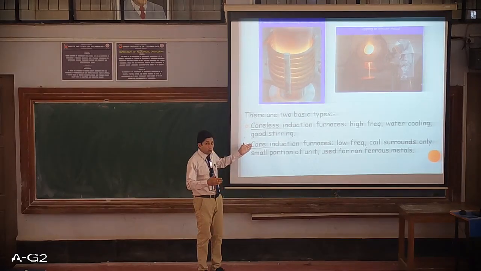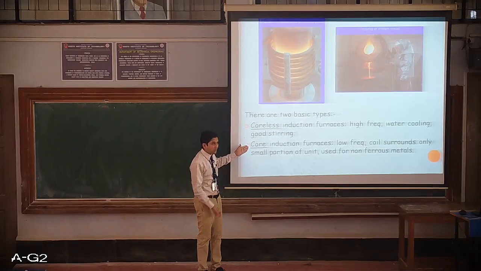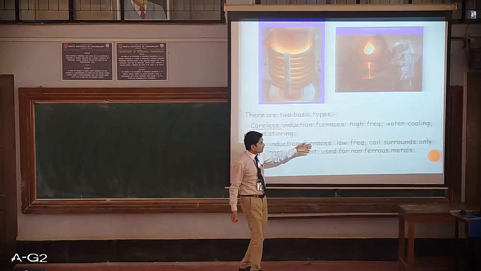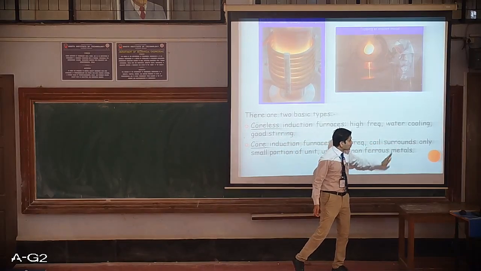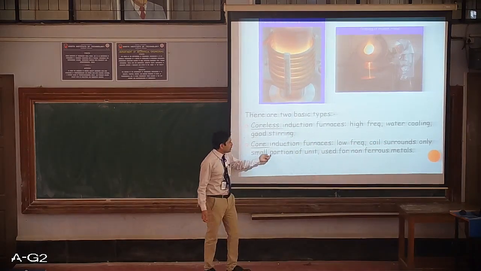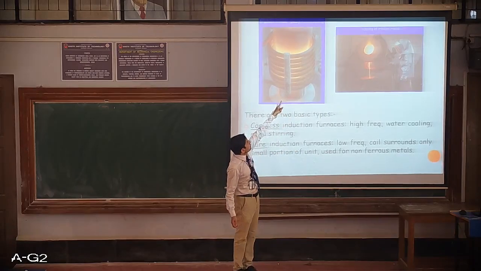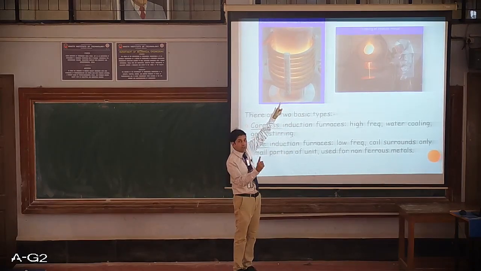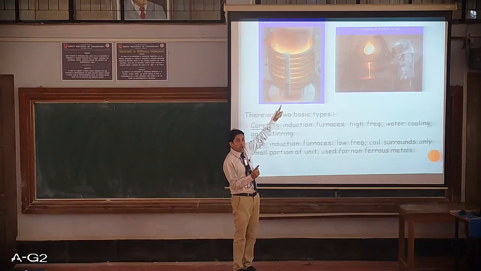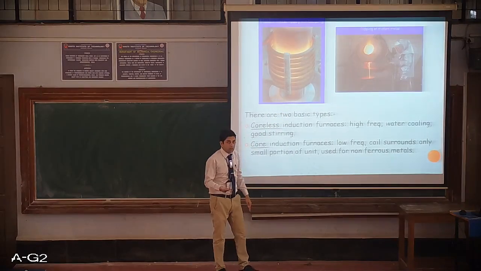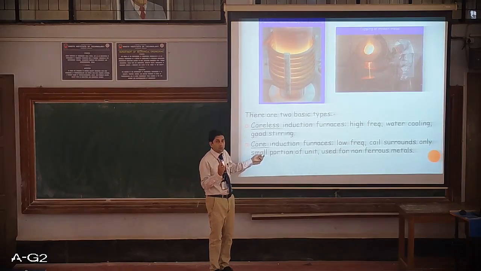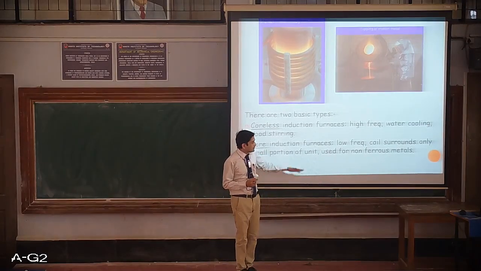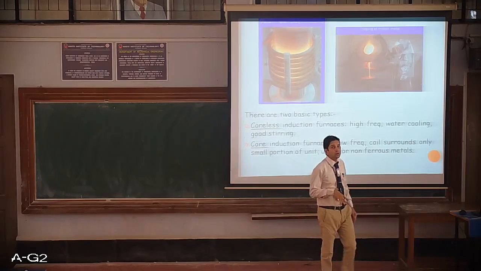While the core induction furnace, which we are going to learn now, makes use of low frequency as compared to this one. Low frequency is used. The coil surrounds only a small portion of the unit. Here you can see that the coils are surrounding the complete portion of the crucible, while in the case of the core type of induction furnaces, the coil will be surrounding only a small portion of the unit, and it is used basically for non-ferrous metals.